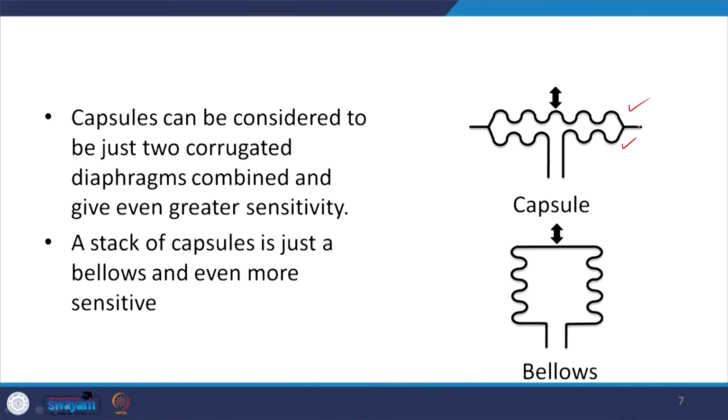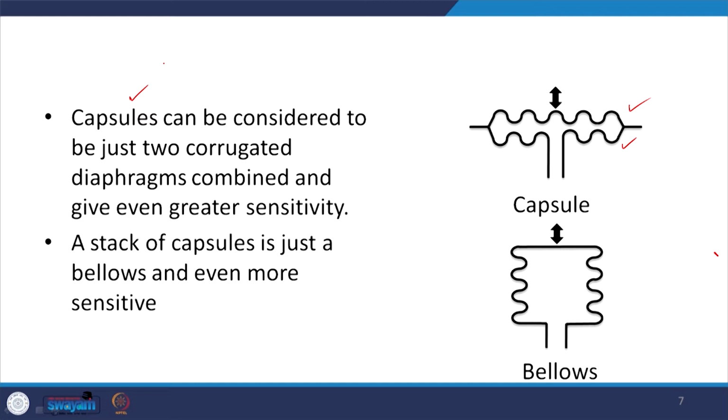And here a silicon diaphragm is used, with the strain gauge as specifically doped areas of the diaphragm. Now, capsules can be formed where you have basically two corrugated diaphragms. You can see one diaphragm at the top and another one there. This type of combination is what we call a capsule. They are just two corrugated diaphragms combined, and they give greater sensitivity.